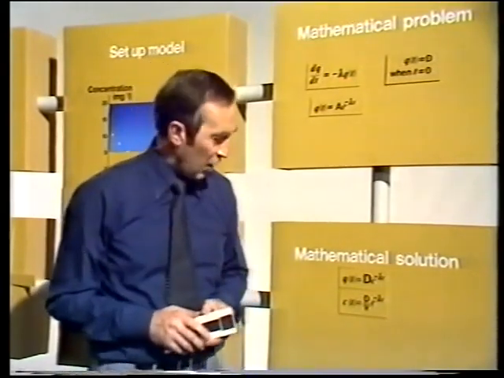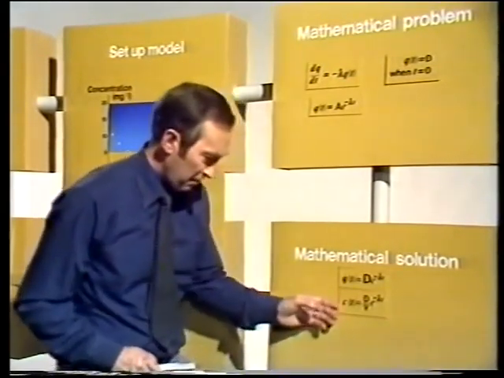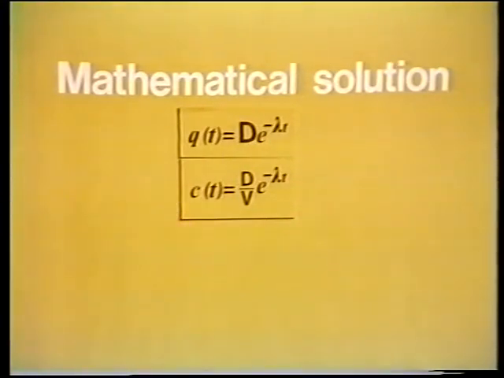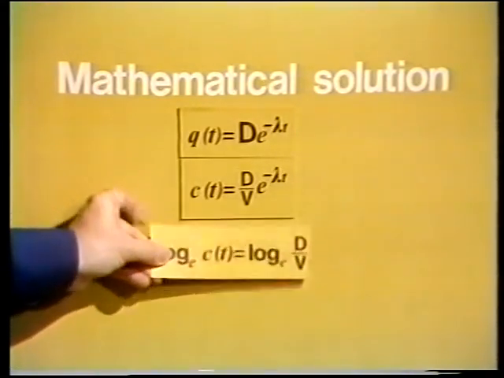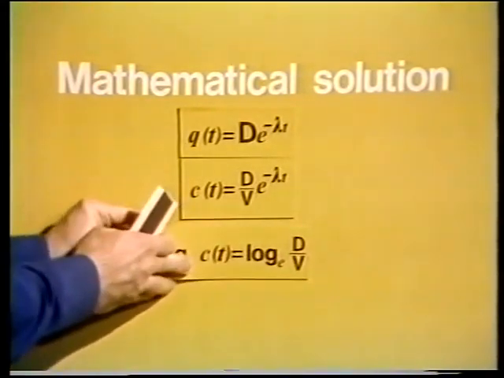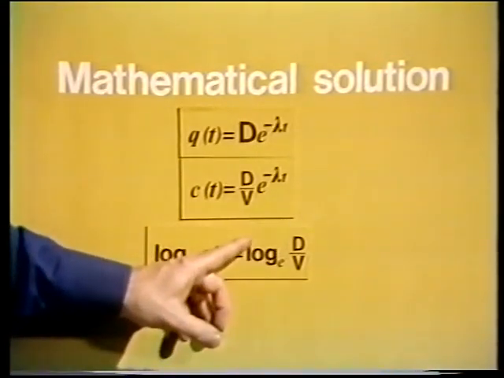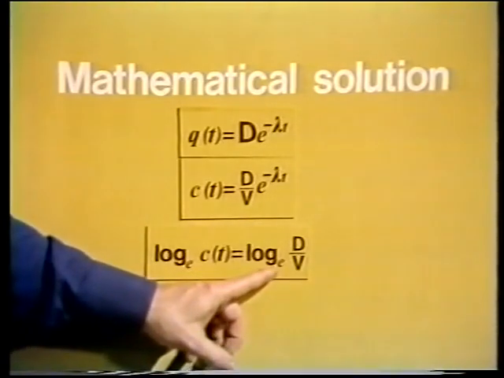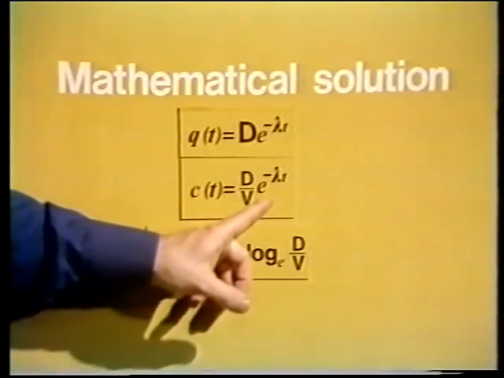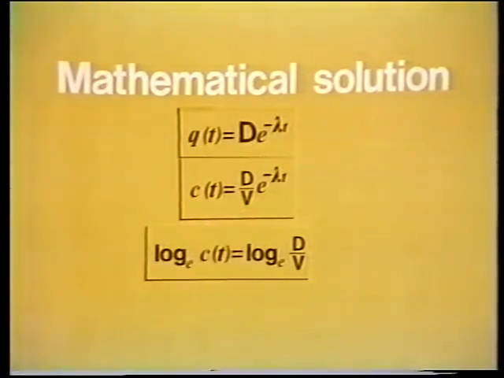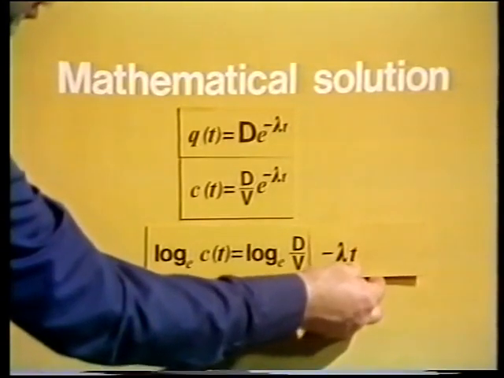If we look back at the solution of our differential equation, then if we take logs of both sides of that equation, we get, on the left-hand side, the log of C of t, and on the right-hand side, we get the log of d over v, and then, because I'm using logs to base e, the log of e to the minus lambda t comes out very simply as minus lambda t.